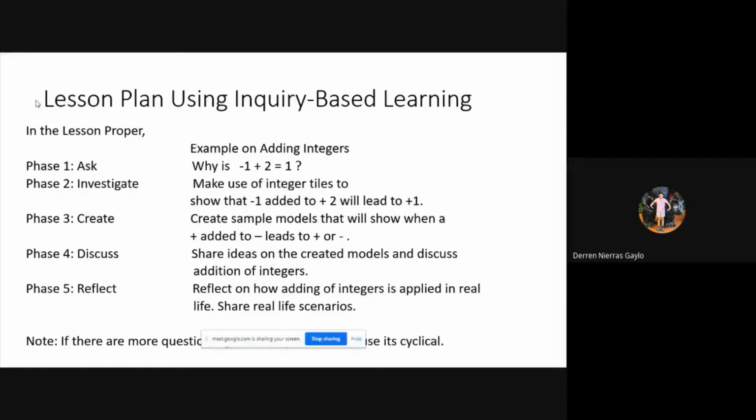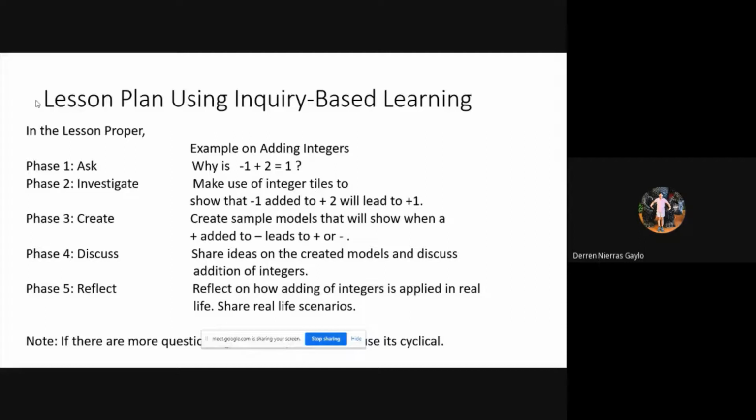And in phase two, investigate. So you concretize what you asked because it's abstract in nature. The negative 1 plus 2 equals 1. So you concretize that. So you can make use of integer tiles to show that negative 1 added to positive 2 will lead to positive 1. So you can make use of transons if you don't have integer tiles.